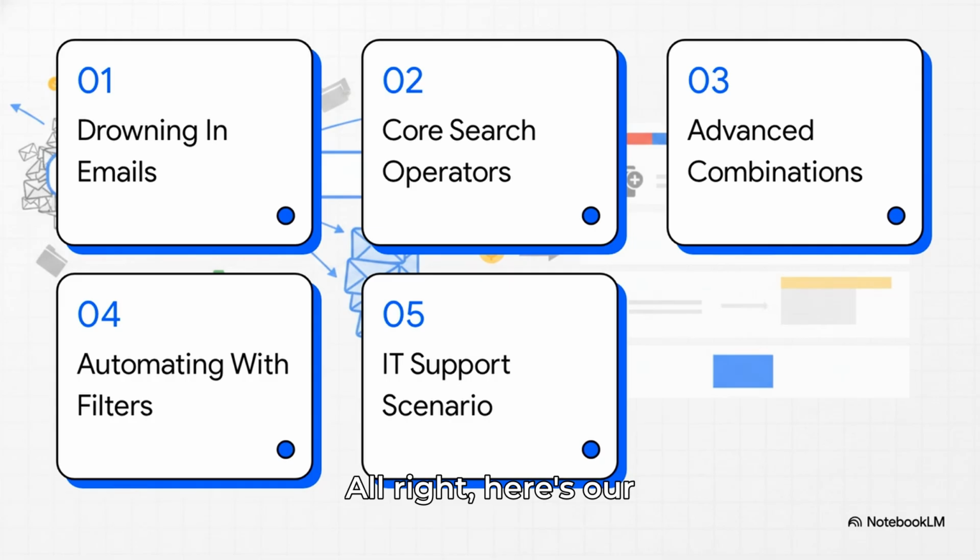All right, here's our game plan for today. 1. Drowning in support emails. 2. Mastering core search operators. 3. Advanced operator combinations. 4. Automating with Gmail filters. And 5. Real-world IT support scenario. Let's get into it.